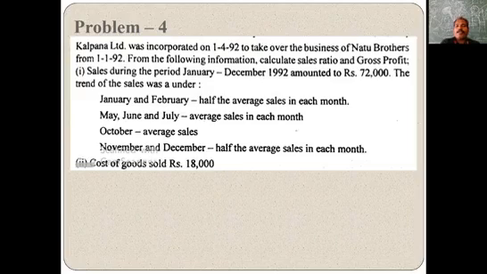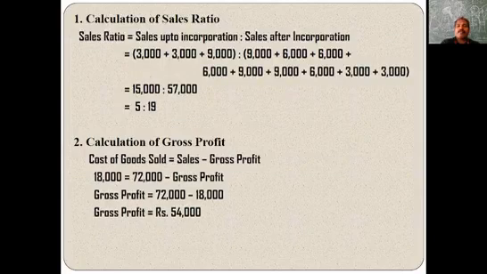So incorporation date 1st April, beginning date 1st January, closing date 31st December. From 1/1 to 1/4, first 3 months. So 3,000 plus 3,000 plus 9,000 plus 6,000 plus 6,000 plus 6,000 plus 9,000 plus 9,000 plus 6,000 plus 3,000 plus 3,000. So the respective months' sales added, then we will get sales up to incorporation and sales after incorporation. So first 3 months sales, that means January, February, March, 15,000 is to 57,000. So ratio is 5 is to 19.